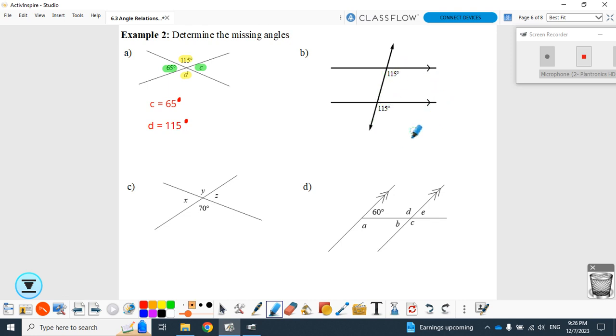Now, how does that help us get other angles? Well, let's think back to our other angle properties that we know. Let's focus in on just the top here. If this angle right here is 115, then opposite of that must also be 115, right? Kind of like what we did in question A. That can also apply down here, right? If this is 115, then guess what? That's got to be 115. You see that?